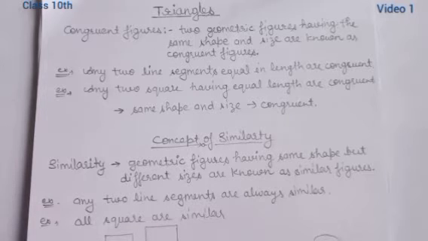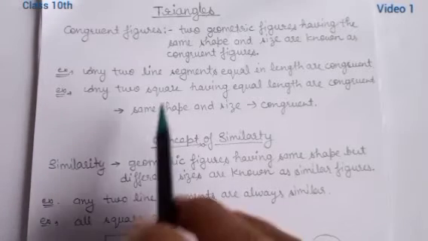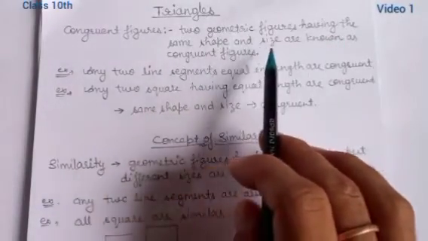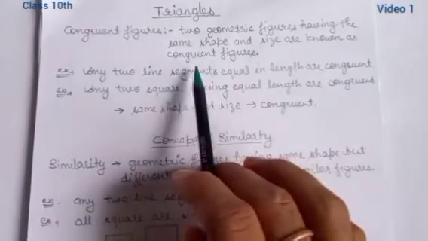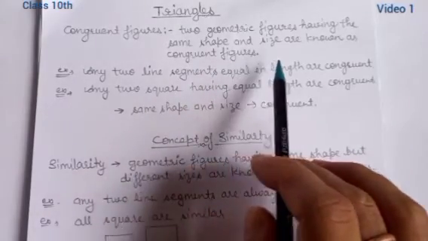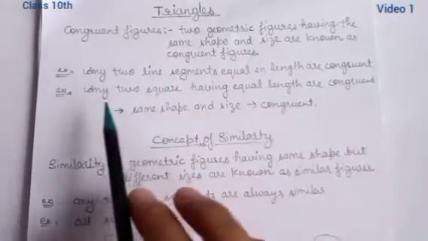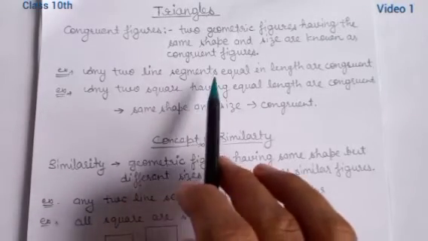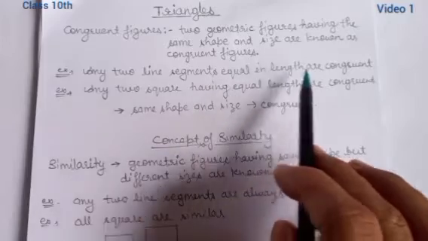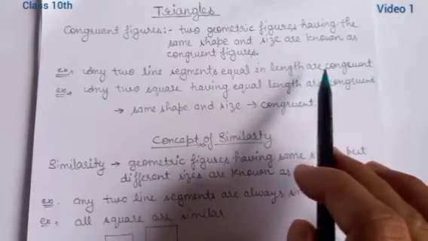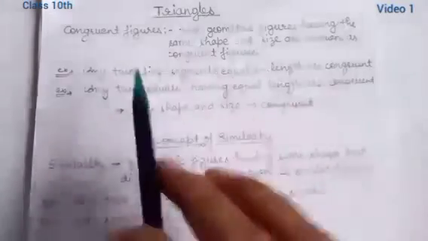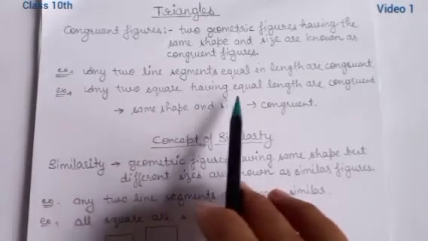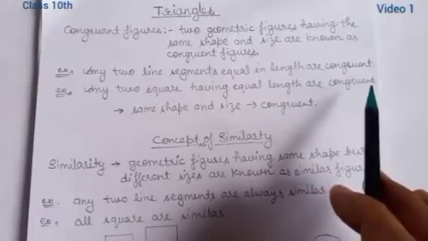So students, just recall about congruent figures. Two geometric figures having the same shape and size are known as congruent figures. Okay, let's understand with the help of an example. If any two line segments are equal in length, then both are said to be congruent. Understood? Another example, any two squares having equal side length are congruent.